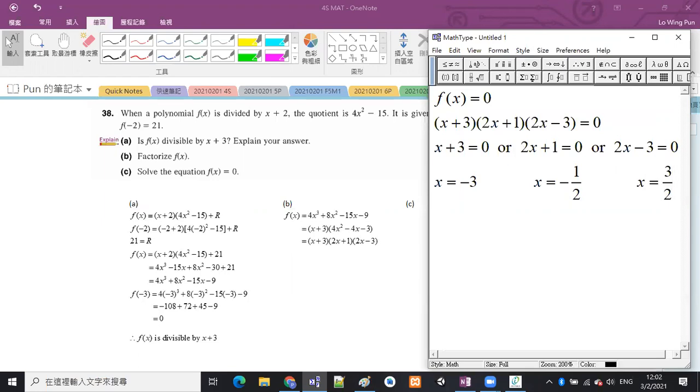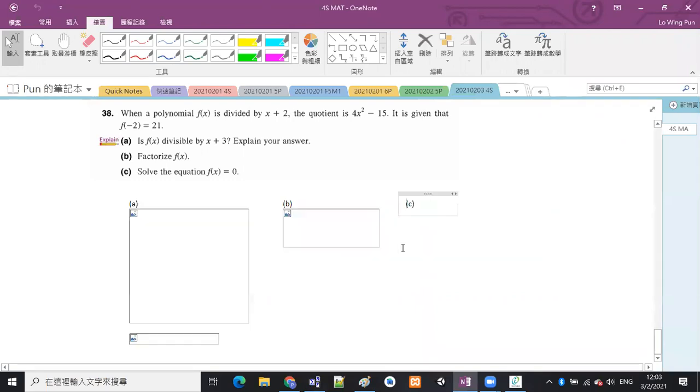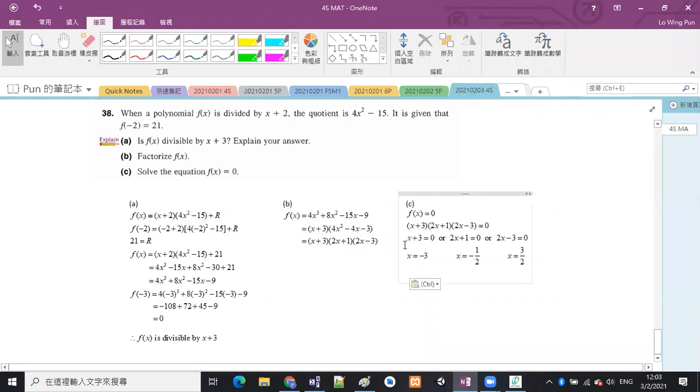So there are 3 answers. Is it correct? Yes. Okay. So that is the end of exercise 6C.